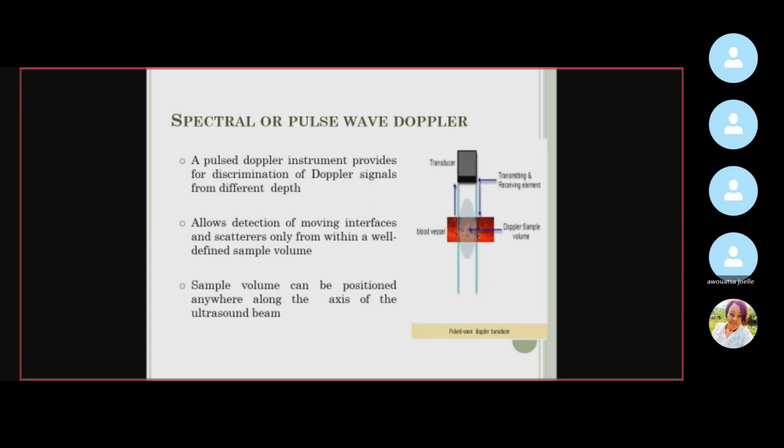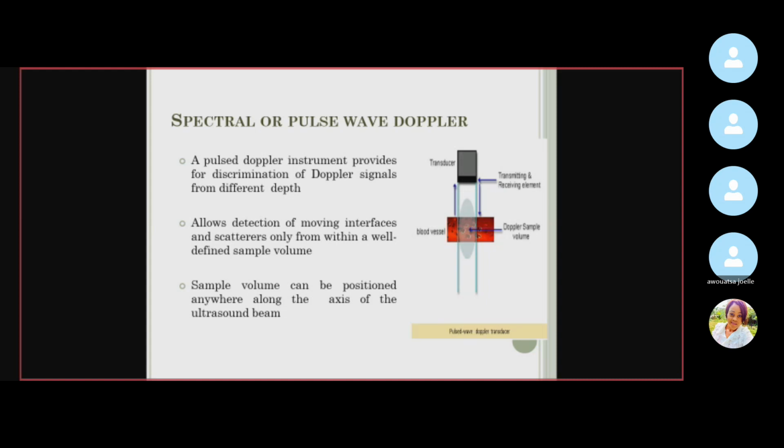Next we move on to the spectral or pulsed wave Doppler. Pulsed means that we will get Doppler signals from different depths. So in this pulsed wave, we get information from the depth, whereas from the continuous wave, we won't get any information from the depth. So pulsed wave is used to get information from different depths.